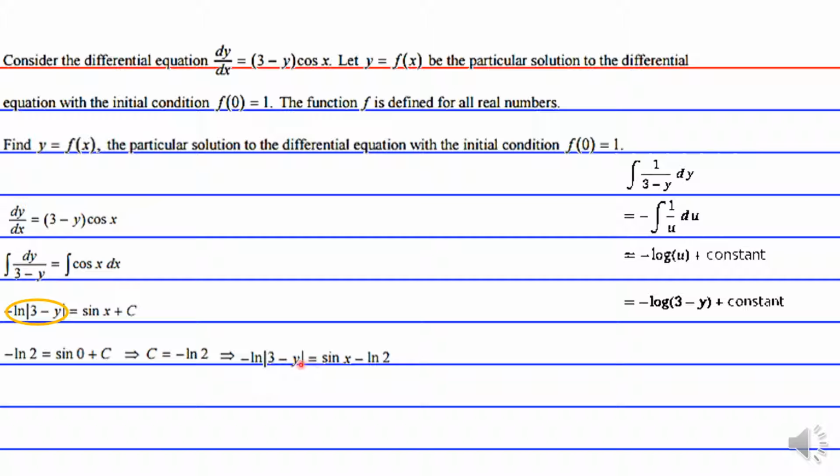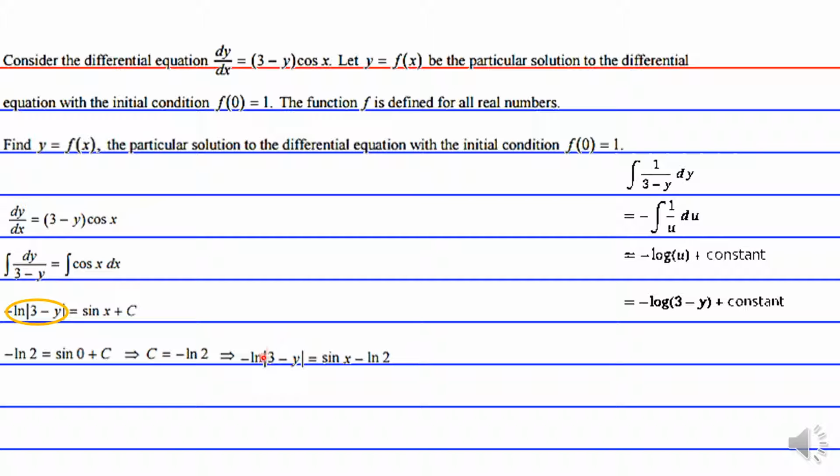All right. So what we have to do now is going to get a little hairy, but just bear with me. First, we want to get rid of this negative sign. So we divide through by -1, and then we're left with the ln of the absolute value of 3 minus y is equivalent to the negative sine of x plus the natural log of 2.